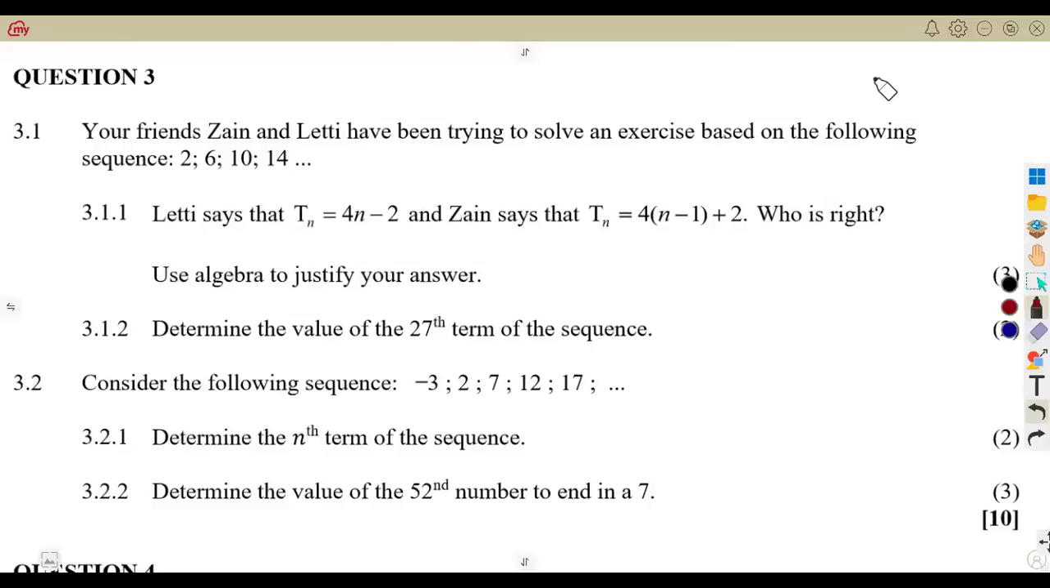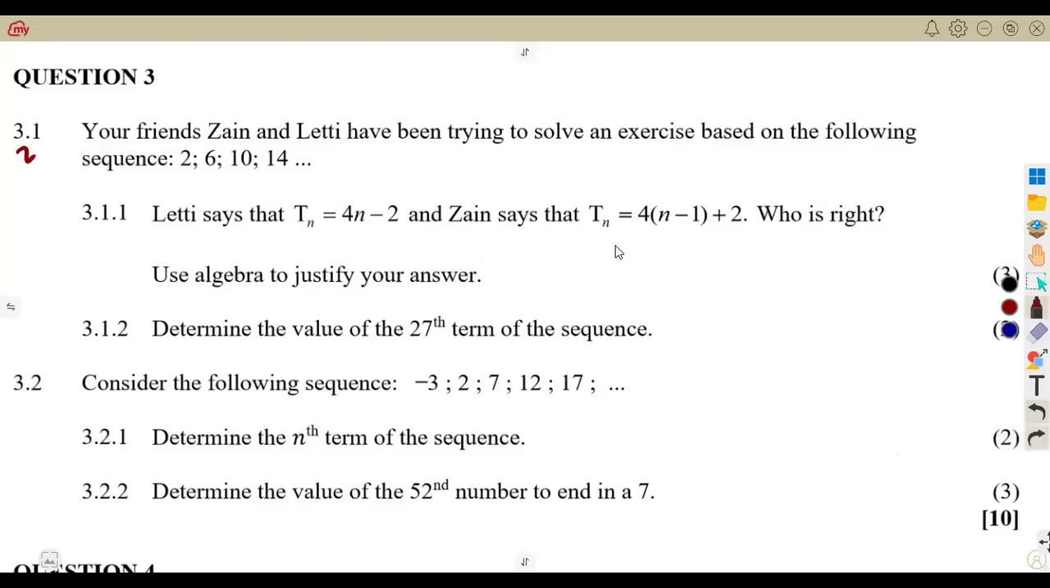So if we consider question number 3, that is 3.1, we are given: your friends, Zain and Letty, have been trying to solve an exercise based on the following sequence. Remember your number pattern. So that is a sequence that was being given. On 3.1.1, they're saying, Letty says the answer for Tn, the nth term, is the one given there.